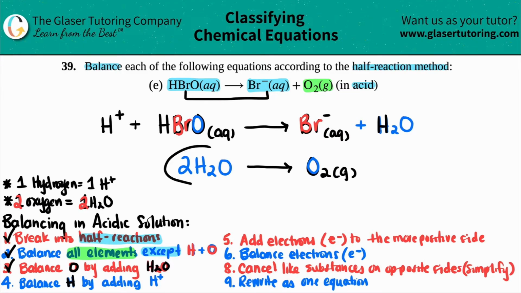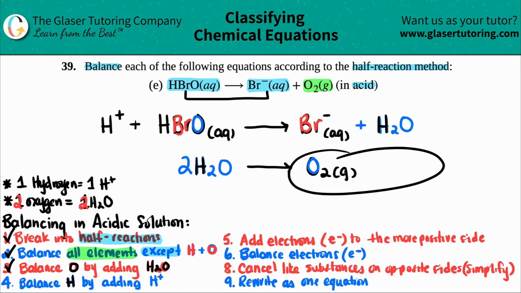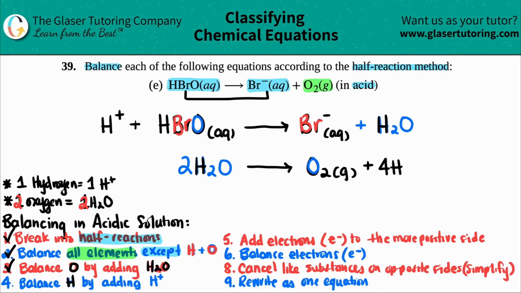Now we got to do the same for the bottom. Well, here's a hydrogen, right? I have 2 of them, but now I have a big 2 coefficient. That's multiplication. So I have a total of 4 hydrogen here. I have no hydrogen on this side, so plus 4 H plus. For every 4 hydrogens I need, I add 4 H pluses. And that step is done.